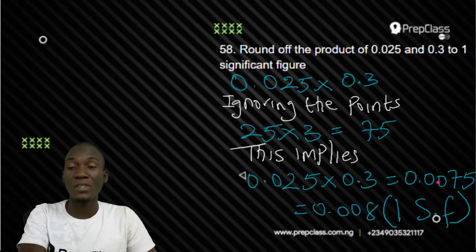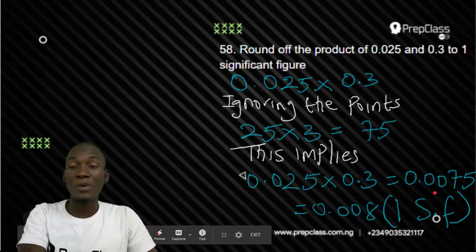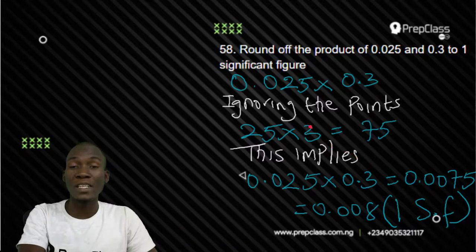So that's why we have 0, 0 here. And we put the point, then we put a 0. So 4 digits after the point, 0075. Then put point 0, 0.0075. Now because we need to round up this number to one significant figure.